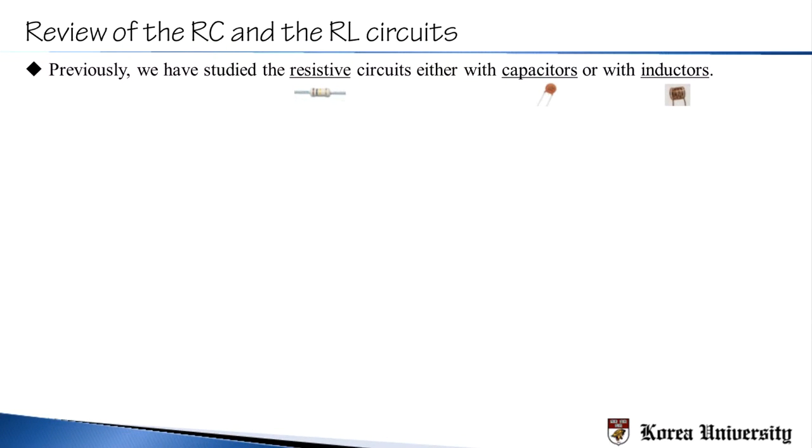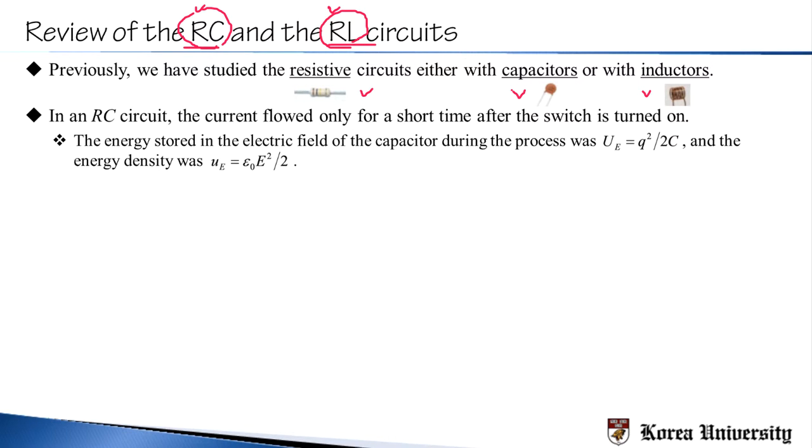So we begin this chapter by reviewing the RC and RL circuits. Okay, you know, here R is the resistor, and in any real circuit there will be some resistance. So therefore we always have a resistor there. And previously we studied two different cases. First, a resistor and a capacitor, which was the RC circuit, and a resistor and an inductor, which was the RL circuit. Okay, and in the RC circuit we learned that the current flowed only for a short period of time after the switch was turned on.